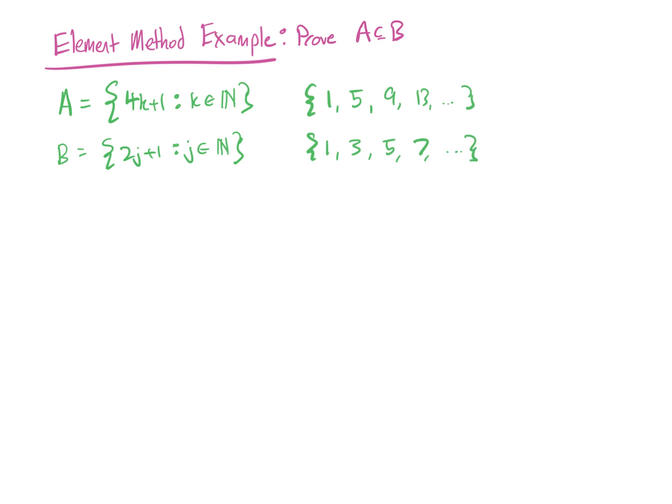Now, you might notice something. I just said a couple of minutes ago, it's easier to work with the element method when you have sets in set builder notation, but I don't have sets in set builder notation. I have sets in set generator notation. And so this is why it's helpful to be able to translate between set builder and set generator notation. So I'm going to actually do a little translation now.